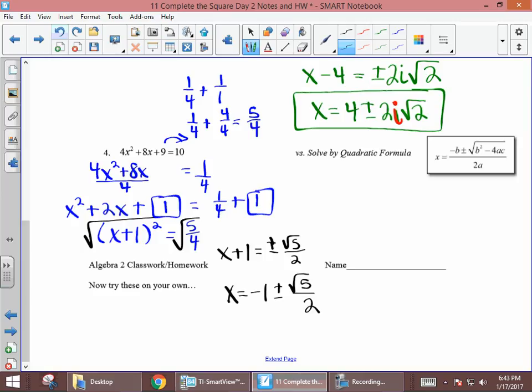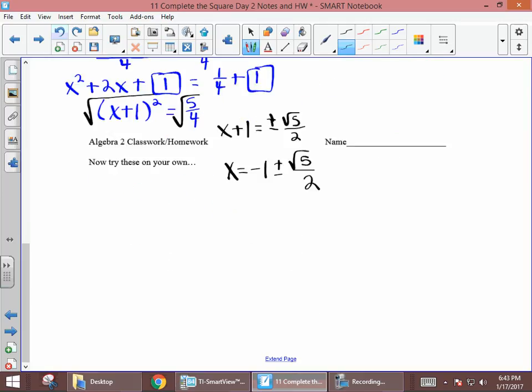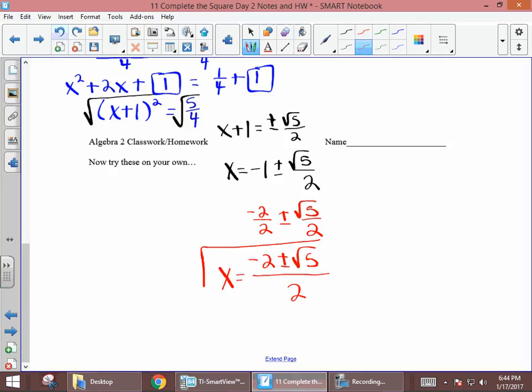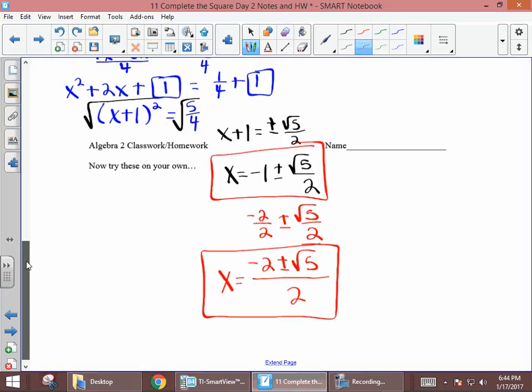Okay, now that's a little nasty, but I will show you, in order to get a common denominator here, -1 is the same thing as saying -2 over 2. Plus or minus the square root of 5 over 2. That gives us -2 plus or minus the square root of 5 over 2. That way, the entire thing could be a fraction. But understand that both of those answers are completely acceptable.